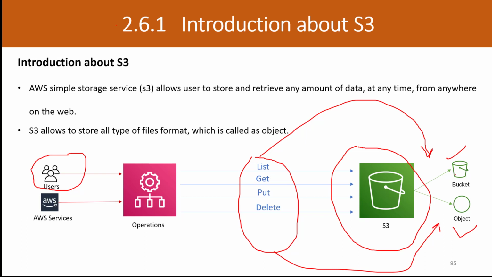So I think it is clear what a bucket is. A bucket contains a list of objects, and an object is the file which you store there in S3.